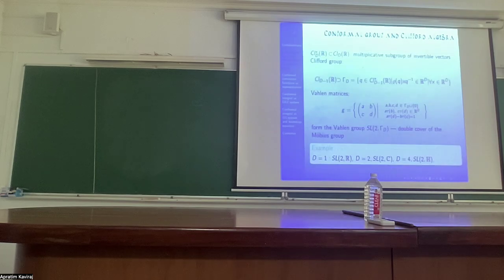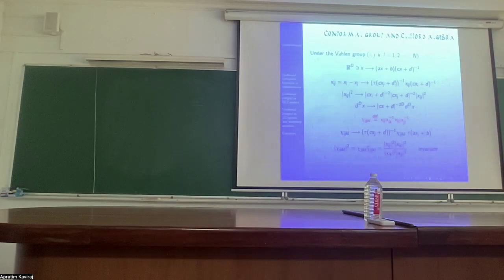Okay, so after this torture, now things are simpler. Under this Vahlen group that I talked about, this is what happens. X is a vector in Rd, but now I have written it as a quaternion, and its Mobius transformation is this: Ax plus b, times Cx plus d inverse. Everything now is defined in terms of quaternions. This looks very much like the usual two-dimensional complex Mobius transformation.